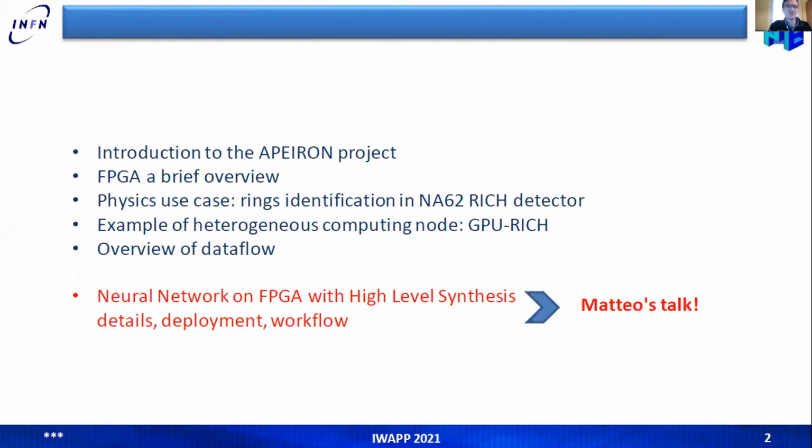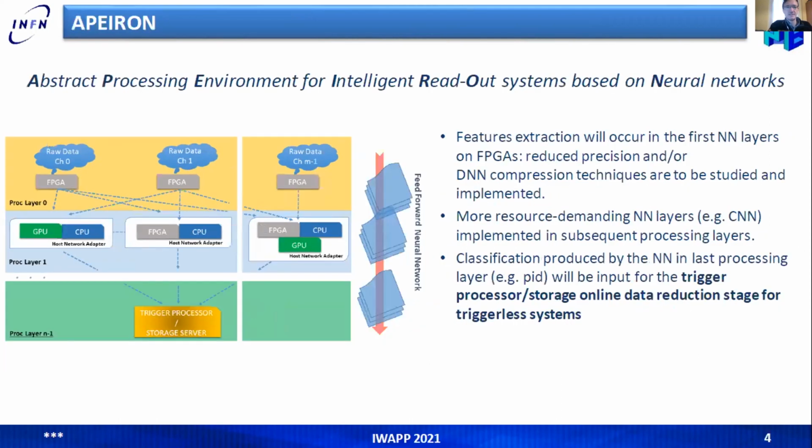This talk is split in two parts. I'm going for an introduction to the Apeiron project, a brief overview of the FPGA devices. I will talk about our physics use case for the Apeiron project, and I'll give an overview of our data flow. And then Matteo will talk about the deployment and the detailed workflow of our neural network on FPGA with high-level synthesis tools.